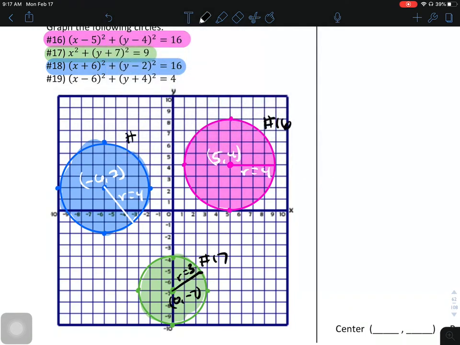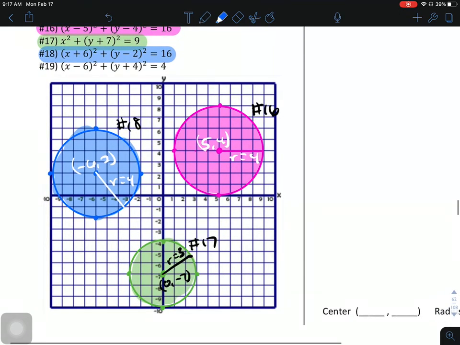This was number 18. Last one, number 19. Center is at positive 6, negative 4. It should be here. The radius is the square root of 4. Square root of 4 is 2.